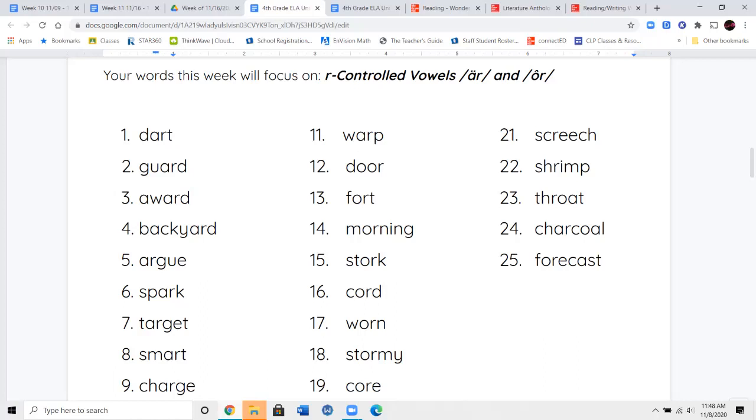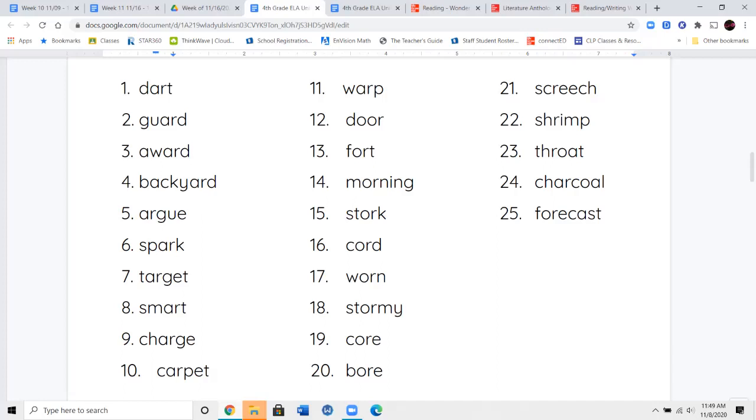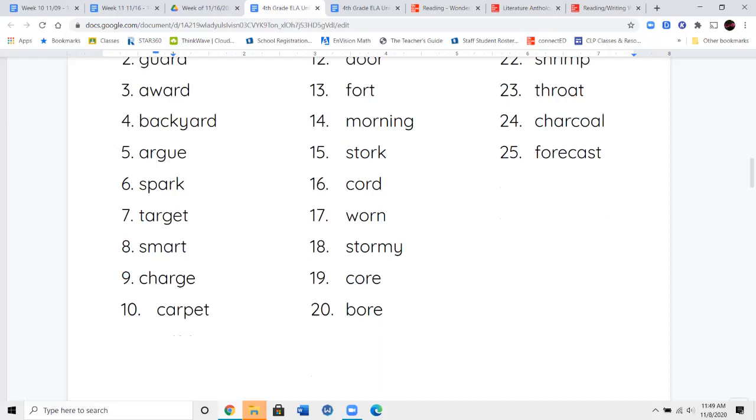So your words are dart, guard, award, backyard, argue, spark, target, smart, charge, carpet, warp, door, fort, morning, stork, cord, worn, stormy, core, bore, screech, shrimp, throat, charcoal, and forecast. So you're hearing that strong R sound when you're reading a word that has an R-controlled vowel in it.